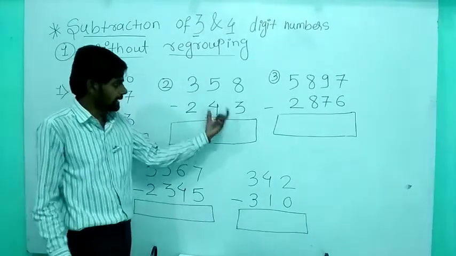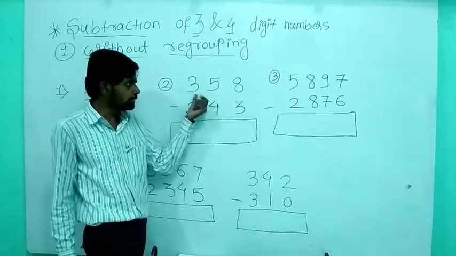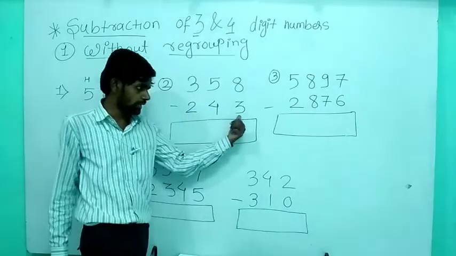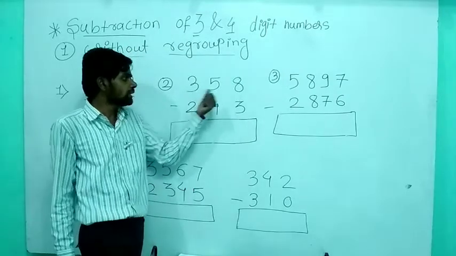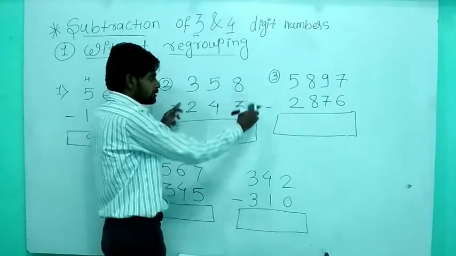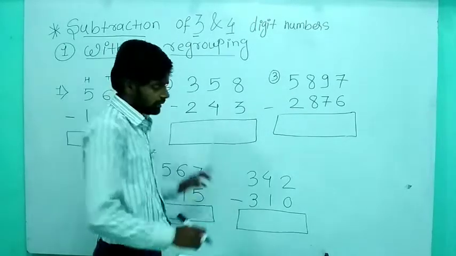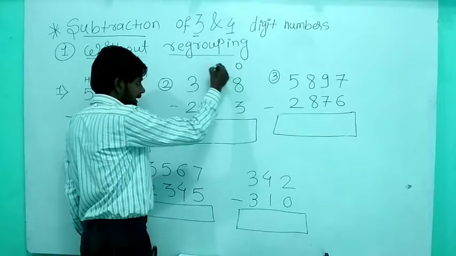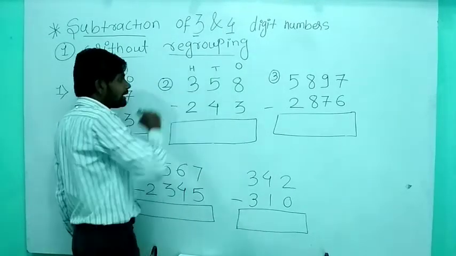Okay. So we can subtract 243 from 358. Yes, we can subtract, क्योंकि 243 स्मॉलर नंबर है और 358 जो है वो ग्रेटर नंबर है. तो बड़े नंबर में से छोटा नंबर सब्ट्रैक्ट कर सकते हैं. So let's start subtracting the digit at the ones place, ones, tens and the 100.